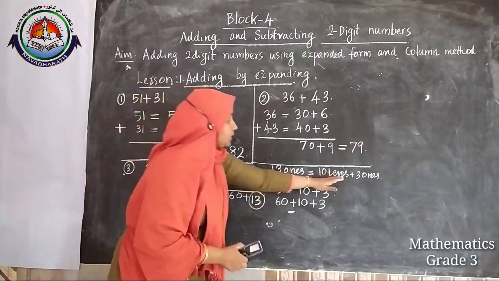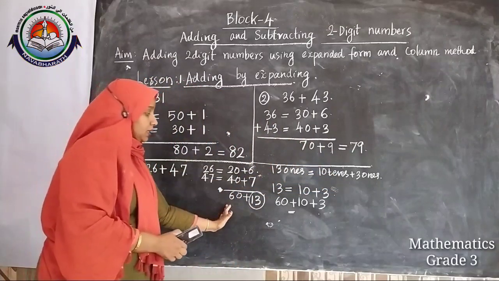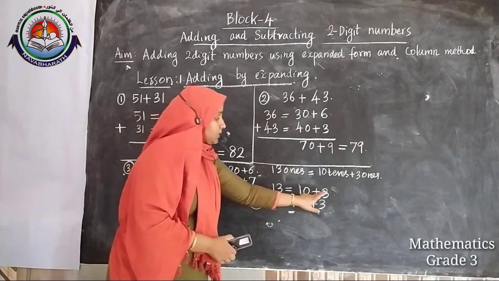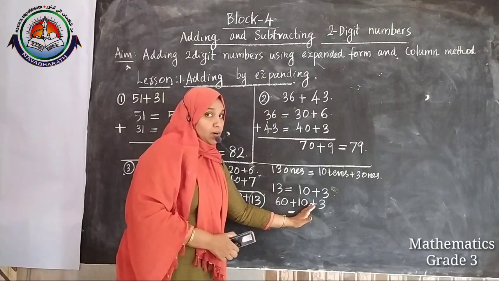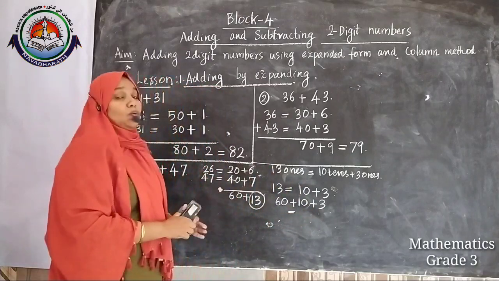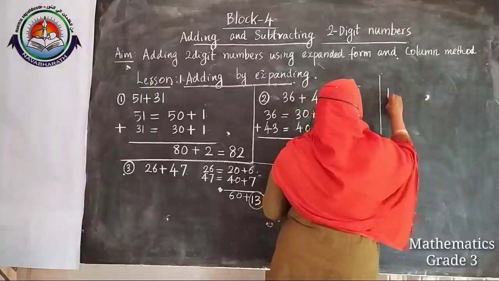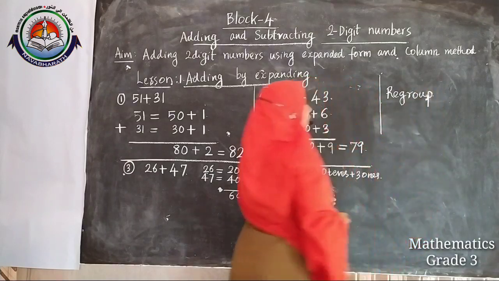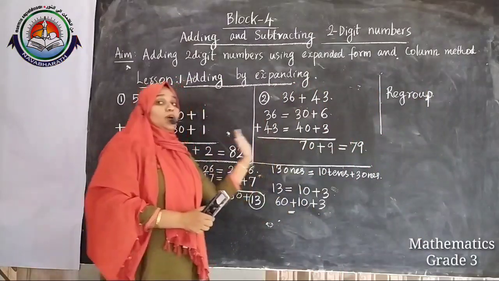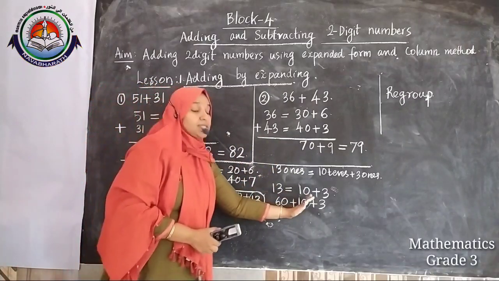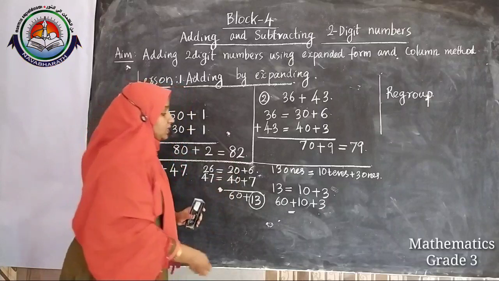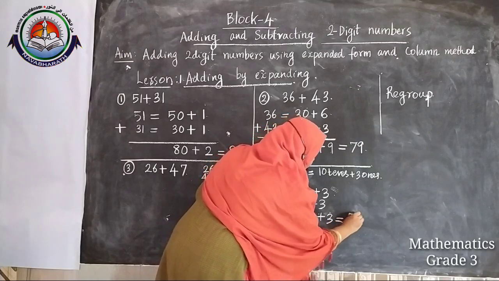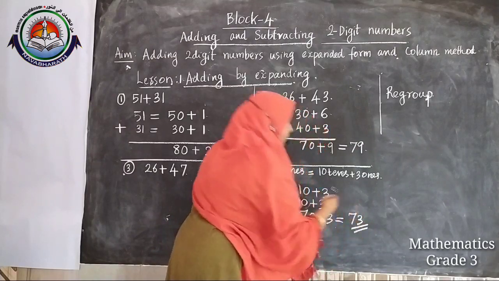What we have done: in 13, this ten we took to the tens place. Then 60, we can add these numbers. The 13 is split into 10 plus 3, and this 10 was actually in the ones place. We regrouped it. Regroup means we moved the ten from the ones place to the tens place, and then we add: we get 70 plus 3. What is 70 plus 3? That is 73. Okay.